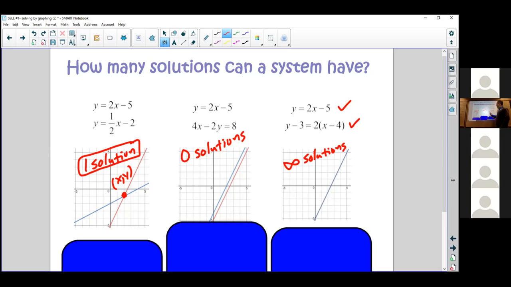Now, I'm not talking about the point over here. That's not a solution. I'm talking about if I pick any ordered pair along this line, and I plug it into both of the equations, it will work.